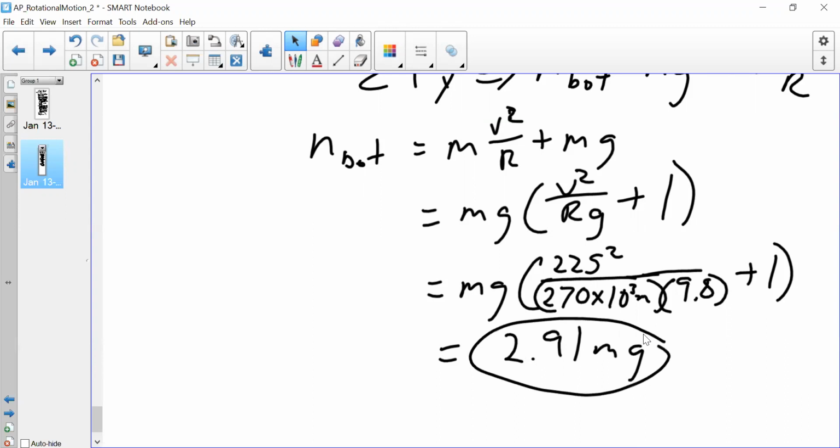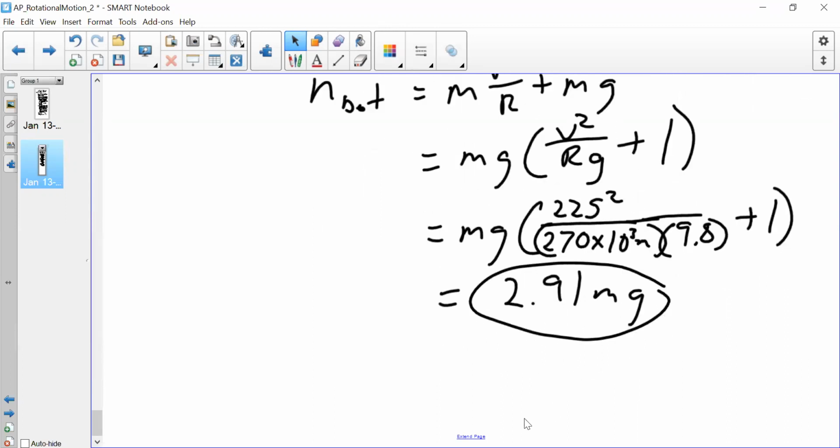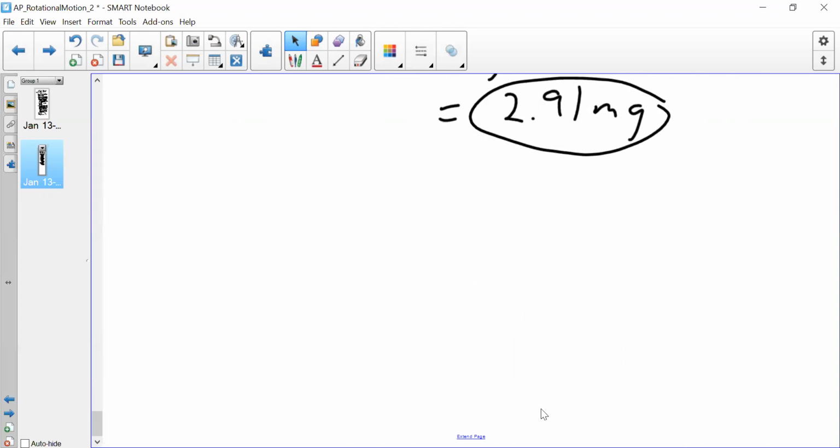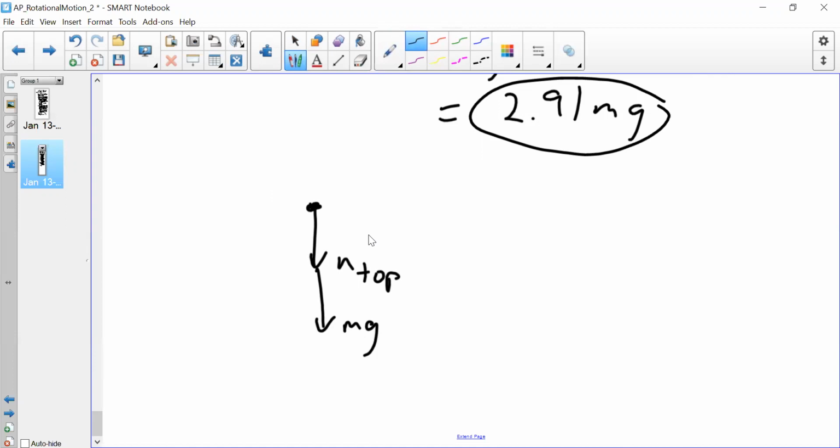Okay, so there's that. And then at the top of the loop, we have a scenario of a normal force from the top, and also mg, attached like that. And that's going to be equal to the centripetal force.